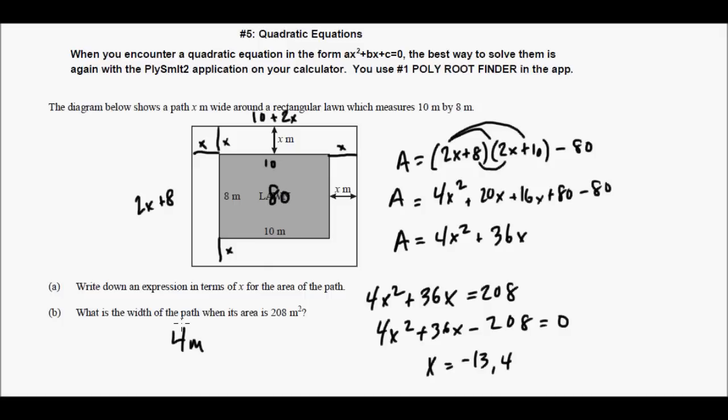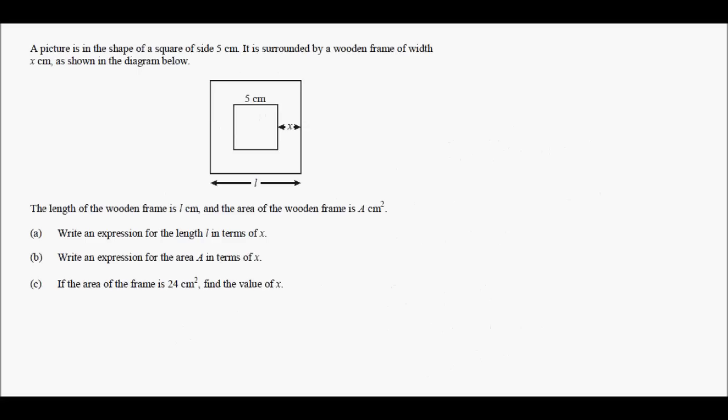I've seen a lot of these types of problems, so I'm going to do another one. Okay, so this one says a picture in the shape of a square of 5 centimeters is surrounded by a wooden frame with a width of x centimeters. Okay, so this is the exact same type of problem. The length of the wooden frame is L, and the area of the wooden frame is A centimeter squared. Okay, no problem.